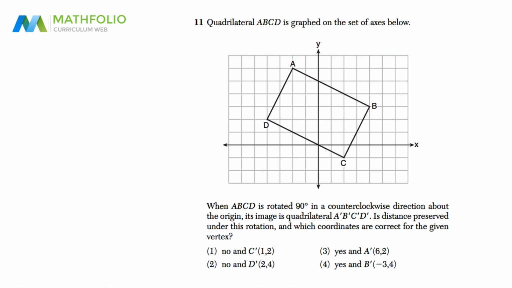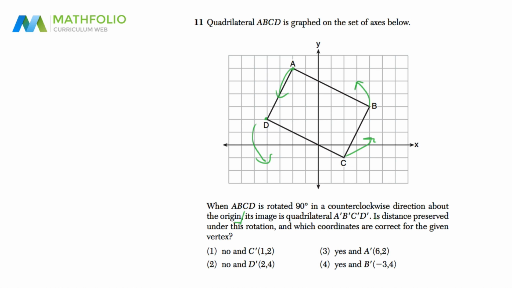Okay, question 11 this time. Quadrilateral ABCD is graphed on the axes below. When ABCD is rotated 90 degrees in a counterclockwise direction about the origin, its image is quadrilateral A prime, B prime, C prime, D prime. So this kind of turns around. Just choose one of the points. It goes 90 degrees counterclockwise. If that point does that, all the other points are going to do the 90 degrees. And the whole shape will turn 90 degrees.